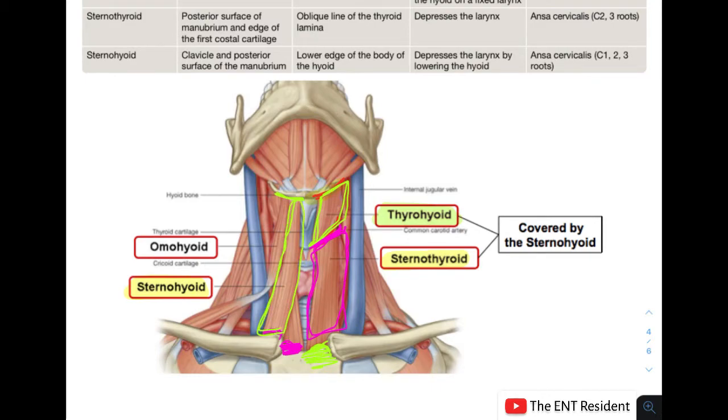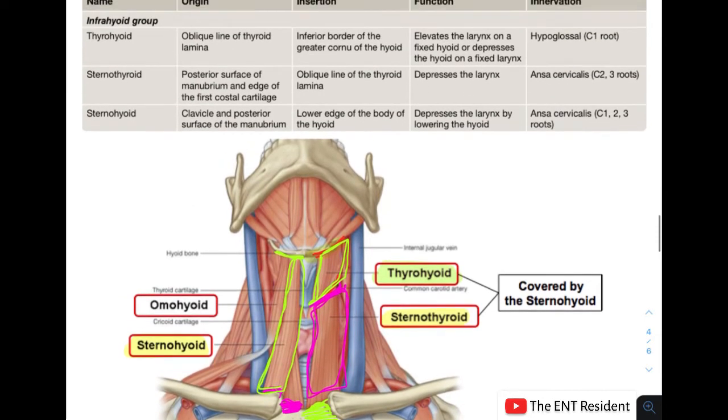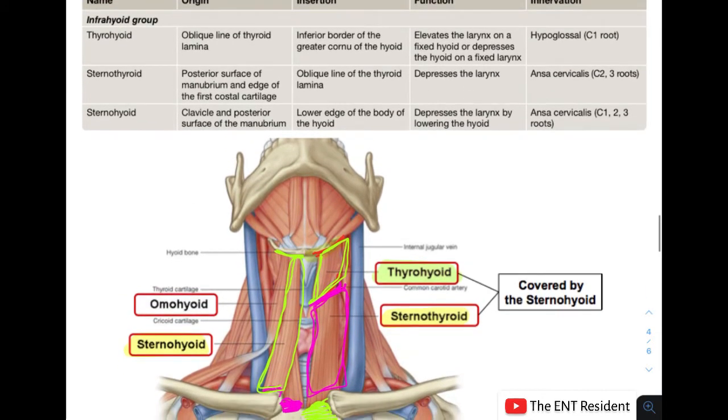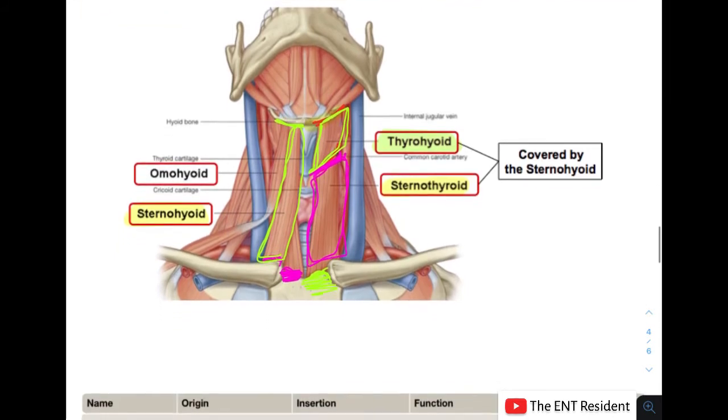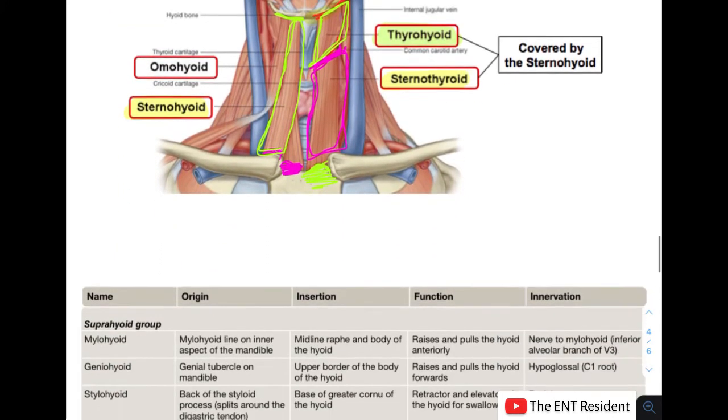Sternohyoid basically lies on top of thyrohyoid and sternothyroid, covering it. Now this sternohyoid muscle also depresses the larynx by lowering the hyoid, and it is supplied by the ansa cervicalis. So these three are the infrahyoid group of muscles, which are mainly the depressors of the larynx. These are also known as the strap muscles of the neck.